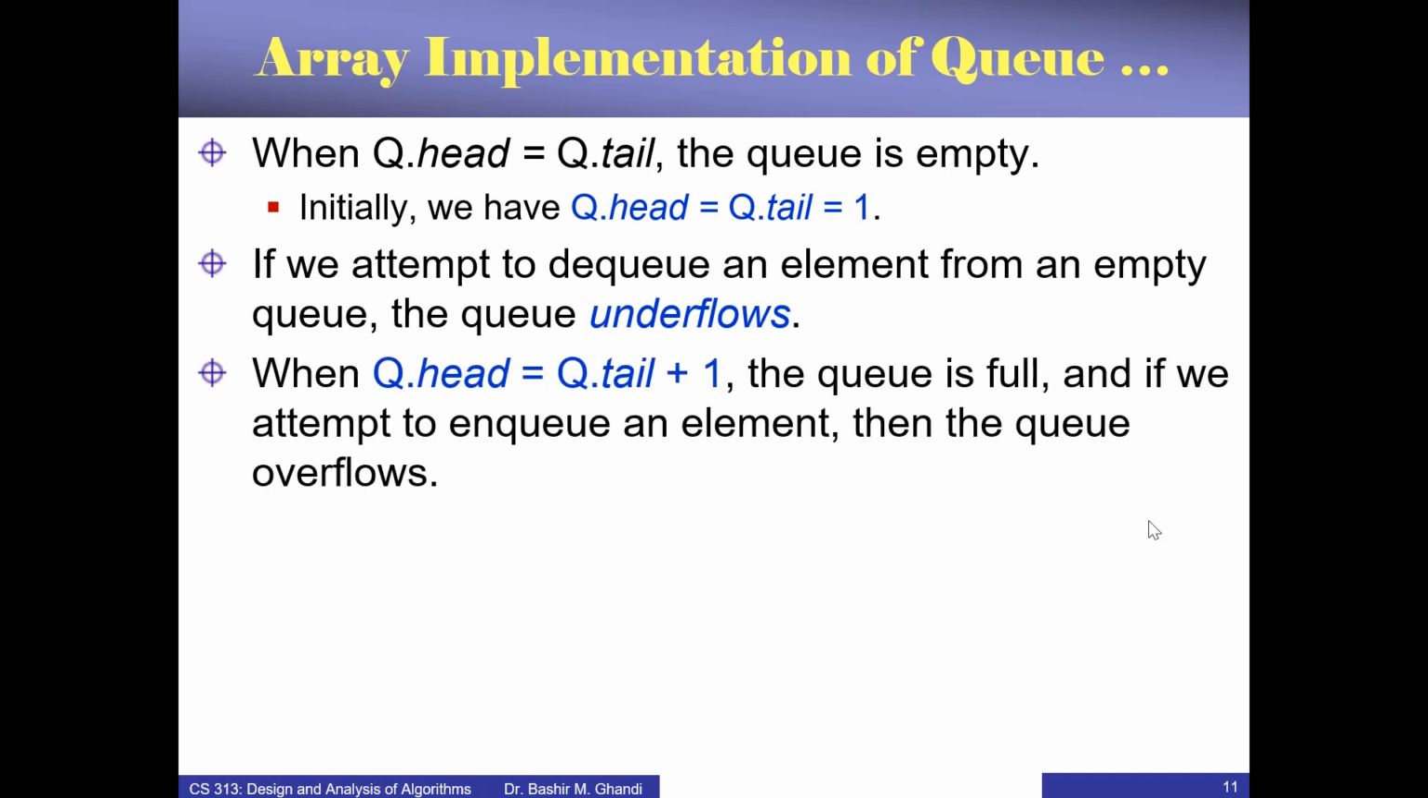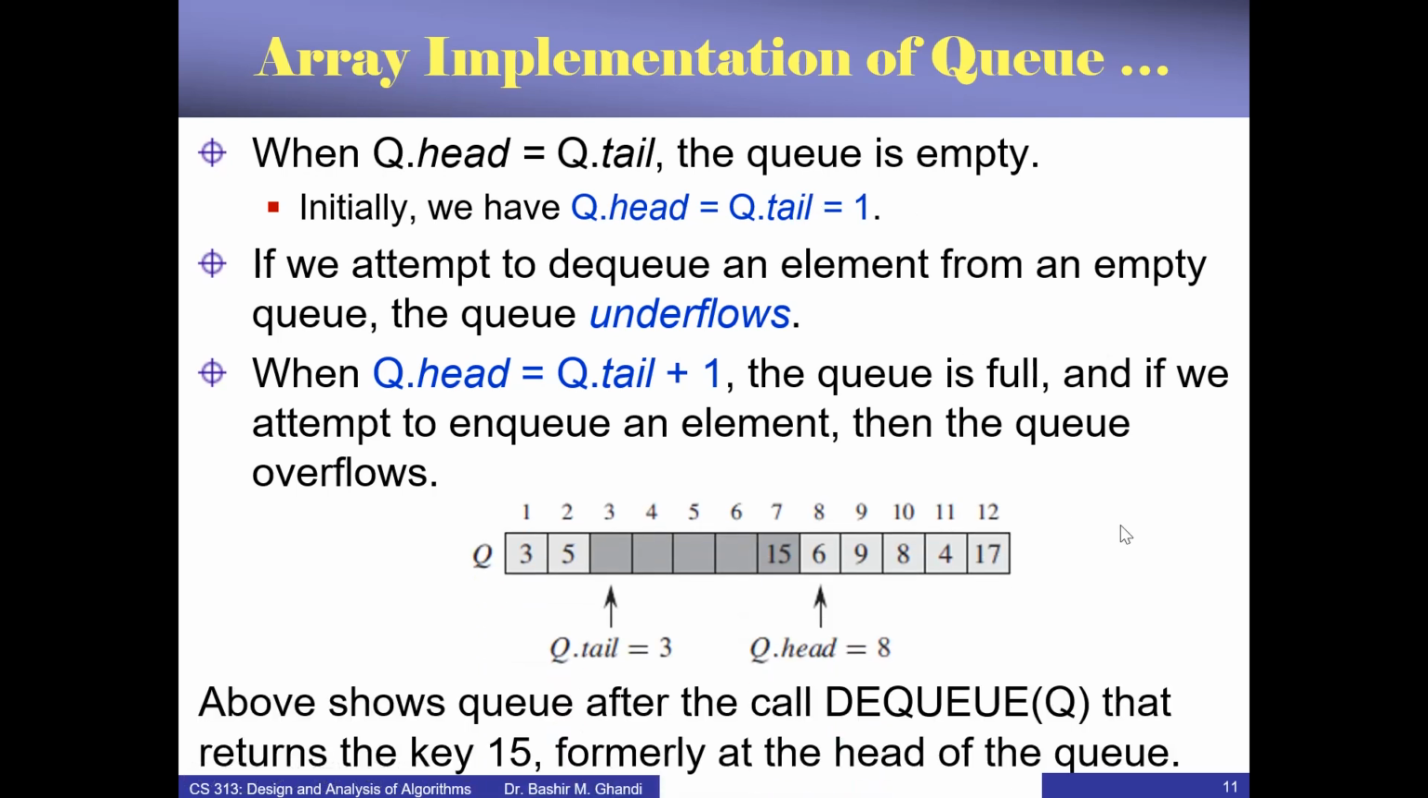What about full? When do we say a queue is full? If q.head is equal to q.tail plus 1, meaning if you add one more to q.tail, it's going to catch q.head, then we say that the queue is full. This is why we leave that blank cell empty, to distinguish between when the queue is full and when the queue is empty.